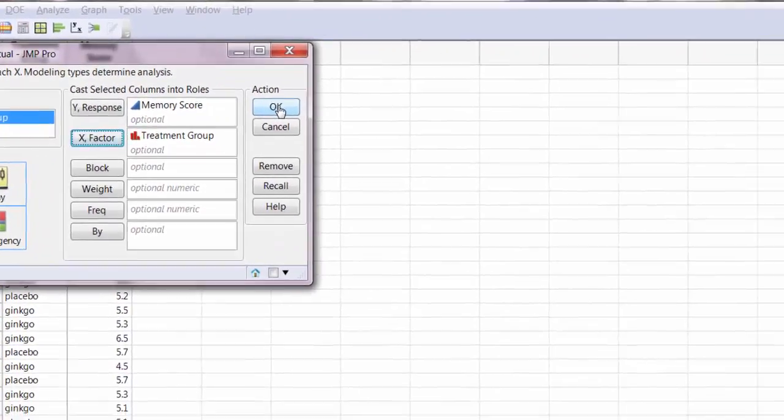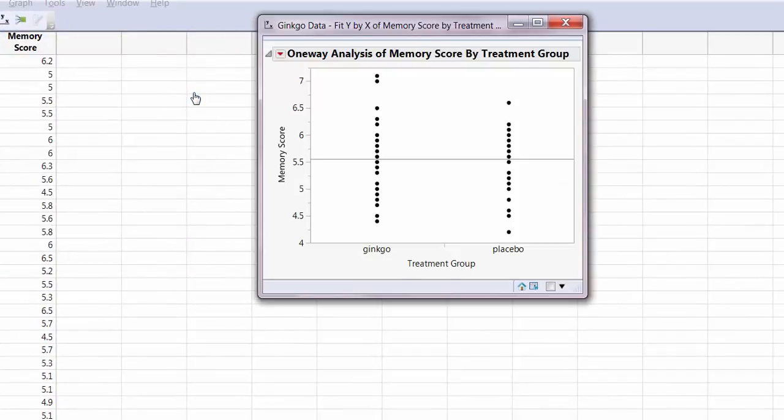Then click OK. Now, I actually really like the graph that it produces by default. It gives you a nice immediate visual of whether or not there seems to be separation between the two groups. So you can see from this graph, it looks like the Ginkgo scores are a little bit higher than the placebo scores on average, but there isn't a super big distinction. It's just kind of subtle.